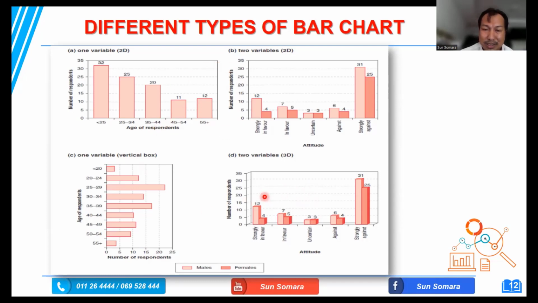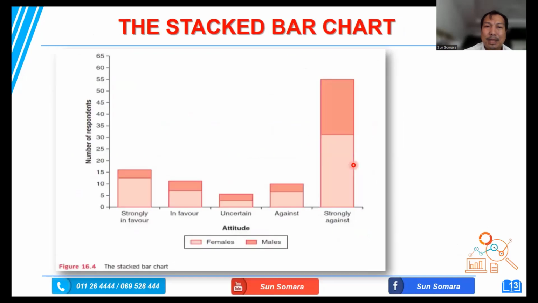Generally, I do not have much to explain here, but make sure these can be examples whenever you want to do it in your research report. Okay, the stacked bar chart here.